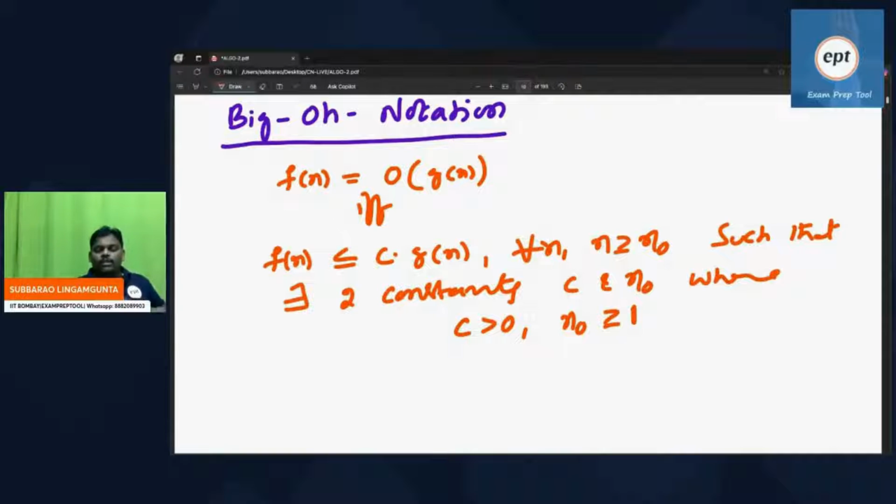Big O notation: f of n is big O of g of n if and only if f of n is less than or equal to some c into g of n for all n where n is greater than or equal to n0, such that there exist two positive constants c and n0 where c is greater than 0 and n0 is greater than or equal to 1.